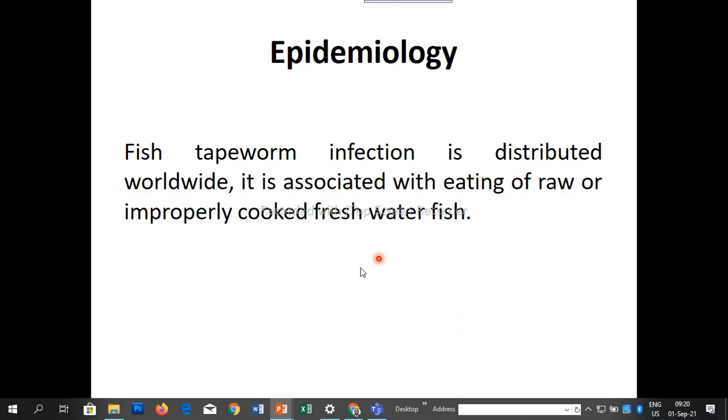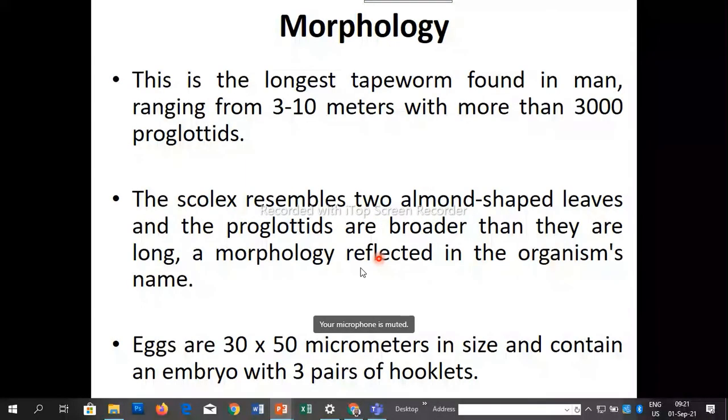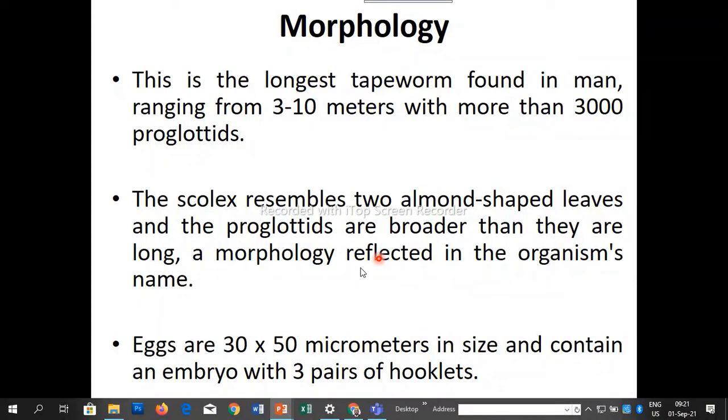Diphyllobothrium latum is a fish tapeworm. Fish tapeworm infection is distributed worldwide and is associated with eating raw or improperly cooked freshwater fish. This is the largest tapeworm found in man, ranging from 3 to 10 meters with more than 3,000 proglottids. And the proglottids are broader than they are long. The morphology is reflected in the organism's name.